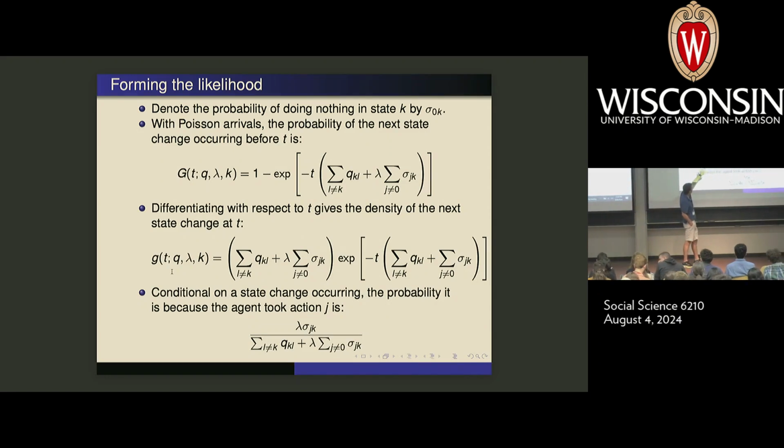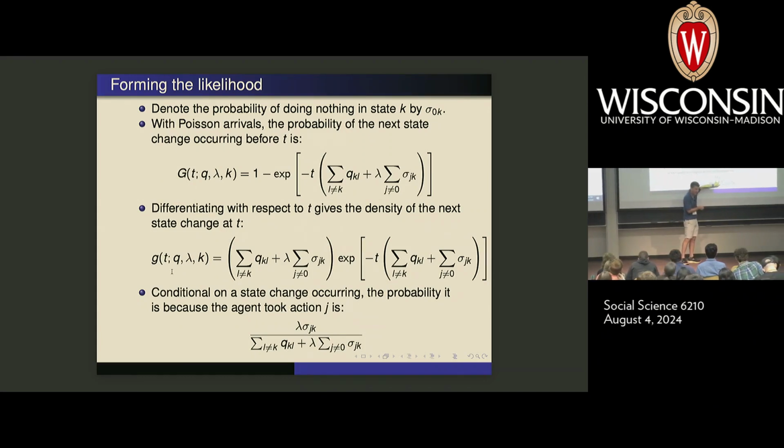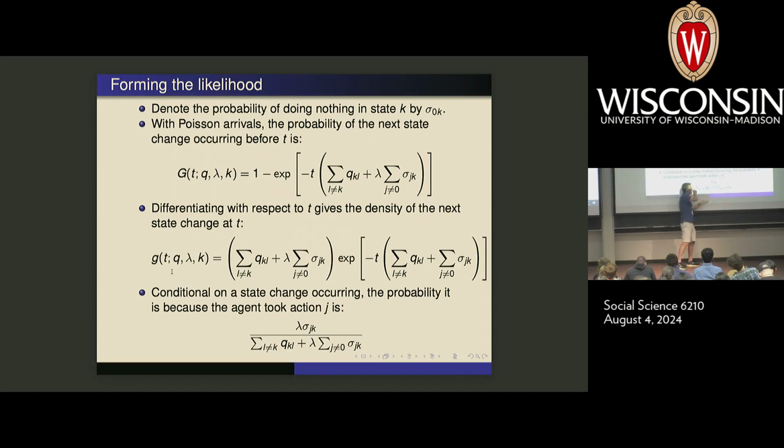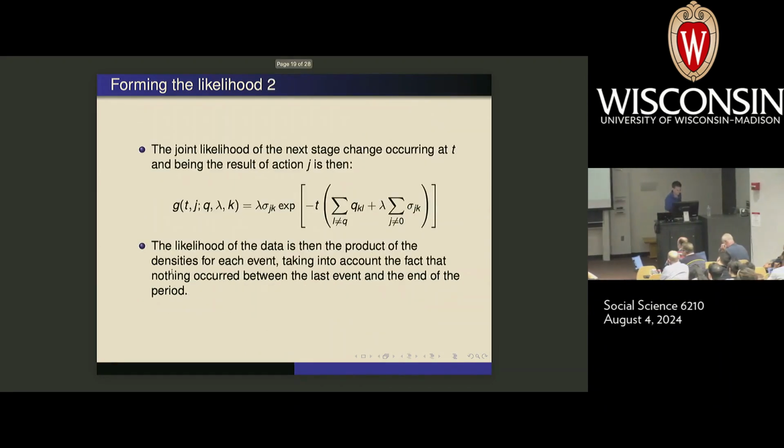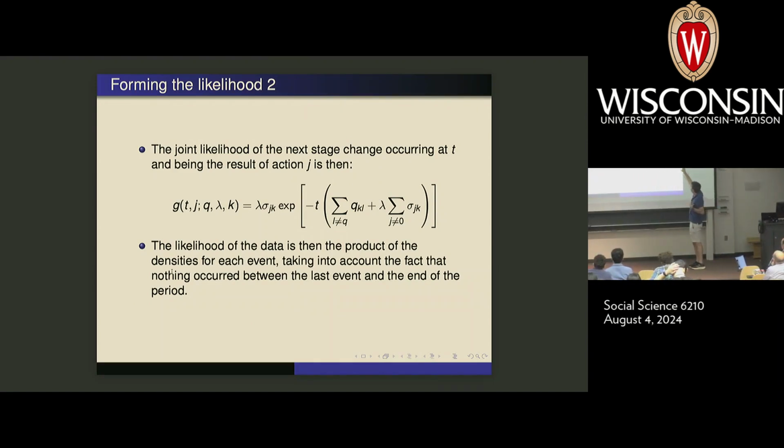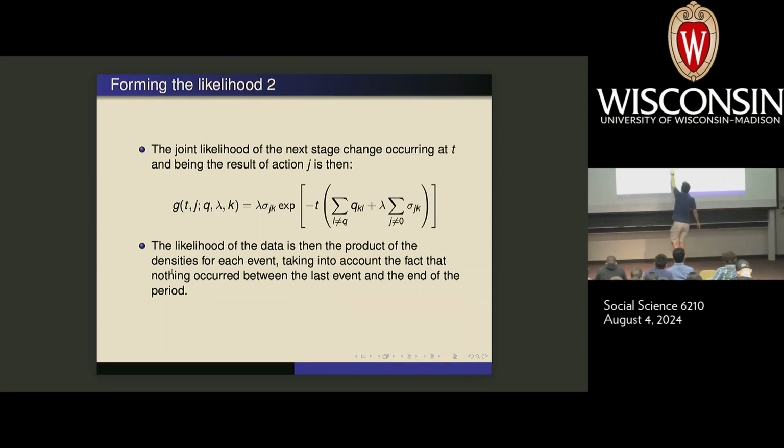So differentiating with respect to t is going to give the density of the next state change at t. Okay? And then conditional on a state change occurring, the probability is, because the agent took the action, it took action j, is going to be lambda times that probability they took action j in that state, divided by the sum of all the other things that could have happened there. Now that makes it look more complicated than it is, because if you plug that in, these parts are going to cancel. Okay? So what you end up with is just the joint likelihood of the next state change occurring at t being the result of action j is lambda times your choice probability times this EXP of those rates.